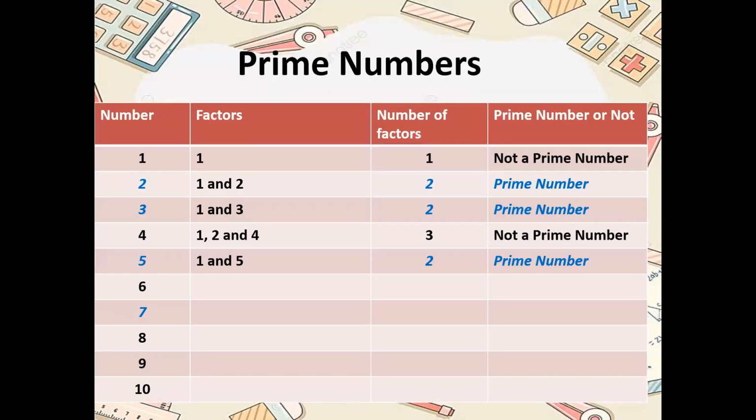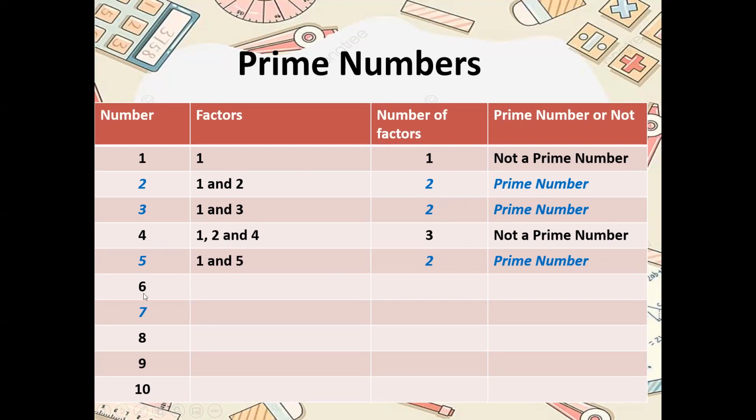So this is the summary of what we have discussed up to now. From 1 to 5, we identify 2, 3, and 5 as prime numbers because those numbers have only two factors. That is number 1 and number itself. Therefore, they are prime numbers.